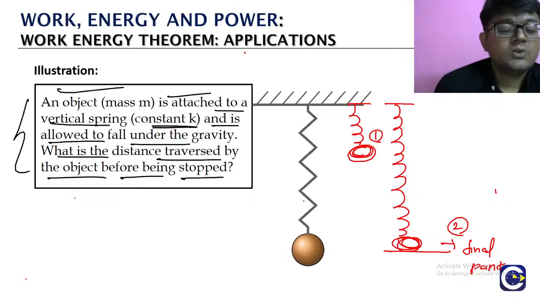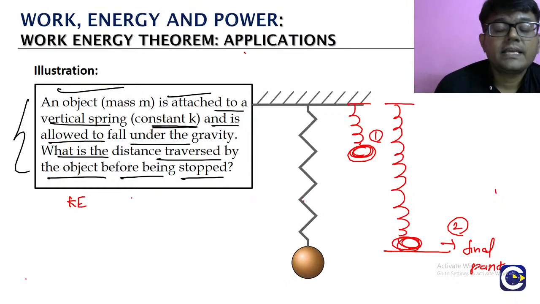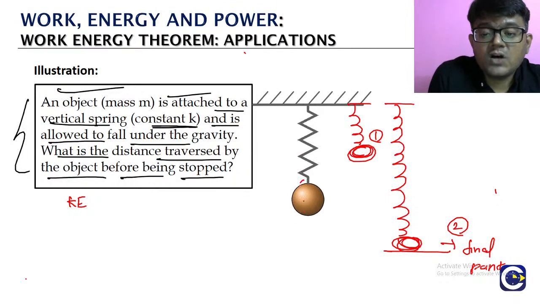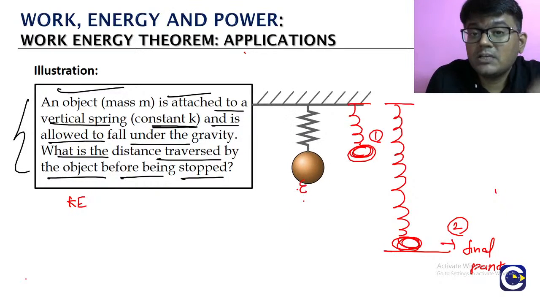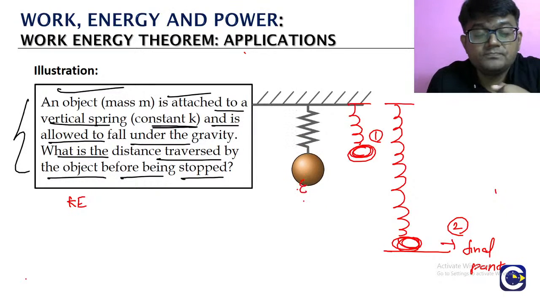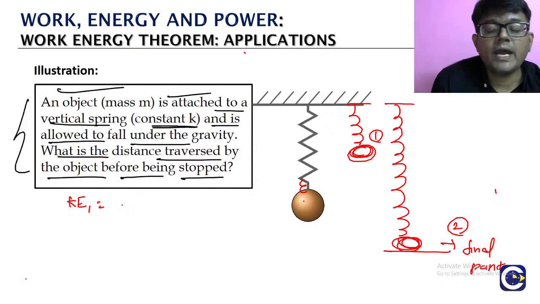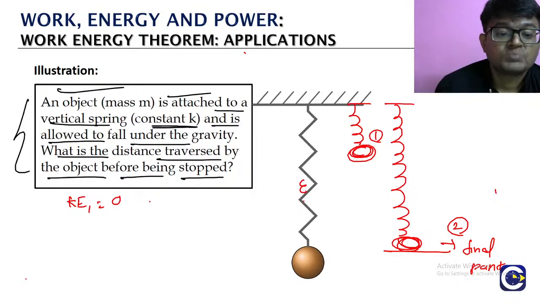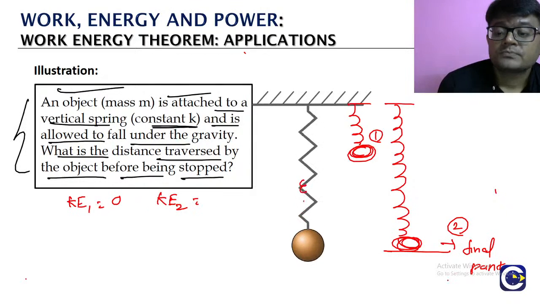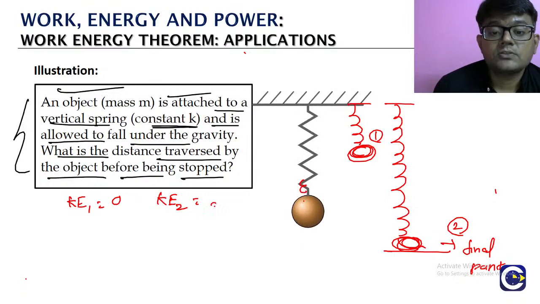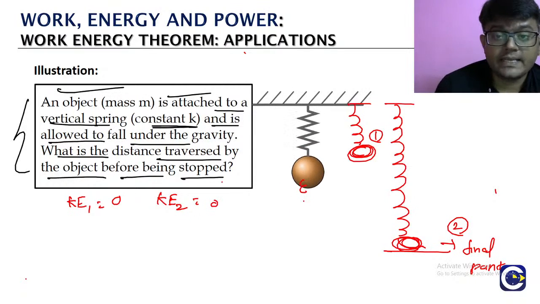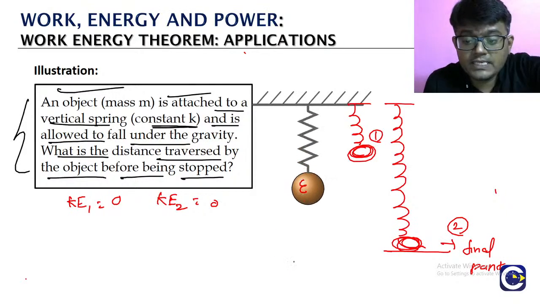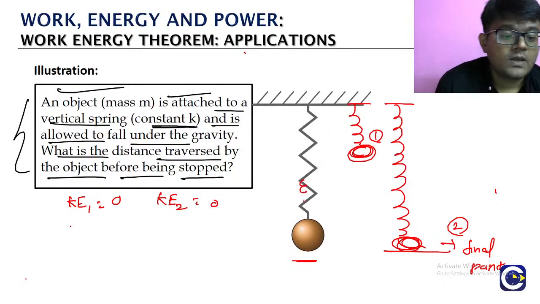Look at this. What is the kinetic energy here? For the spring, there will be spring potential energy. For this object, there will be gravitational potential energy involved because it is moving vertically, and of course the kinetic energy. At point 1, what is the kinetic energy of the object? We are releasing it, right? That means kinetic energy is 0. At point 2, again it is coming to rest, so kinetic energy will be 0. Point 1 kinetic energy 0, point 2 also kinetic energy 0. When we release it, velocity is 0. Finally, you can see here also the velocity is 0.